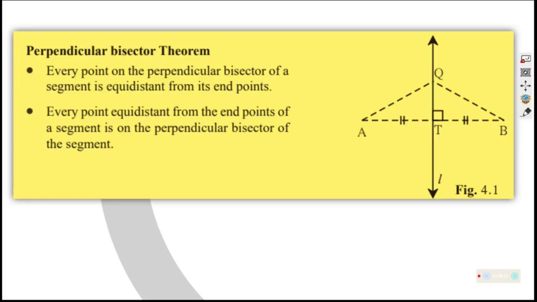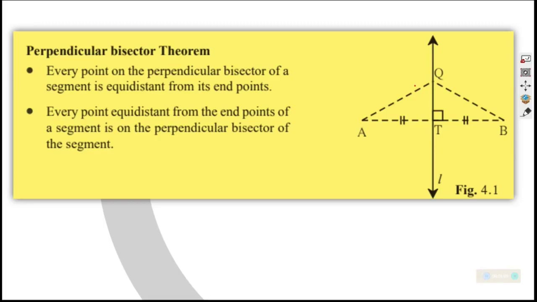Before that, you should know the perpendicular bisector theorem which you studied, where you found that a point on the perpendicular bisector is equidistant from the end points. इसके ऊपर पूरा कंस्ट्रक्शन चल रहा है. Perpendicular bisectors are equidistant from the end points of a segment.